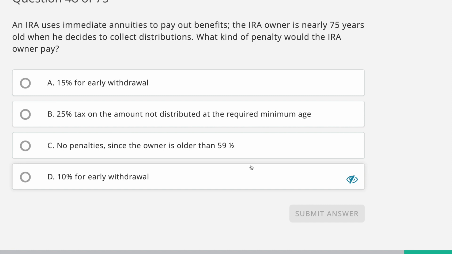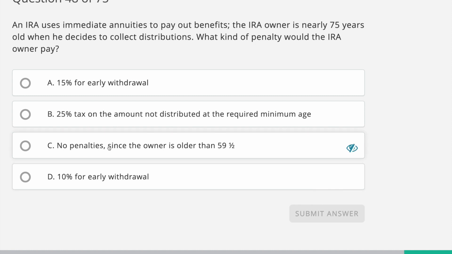An IRA uses immediate annuities to pay out benefits. The IRA owner is nearly 75 years old, and he decides to collect a distribution. What kind of penalty is he going to get? A penalty for withdrawing. Wait a minute. No, there's.